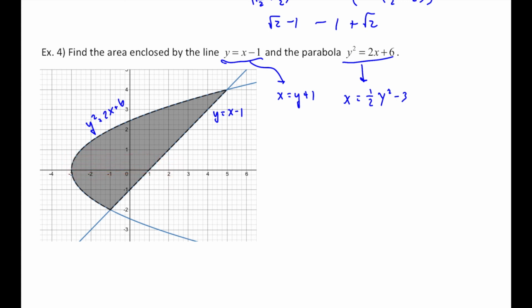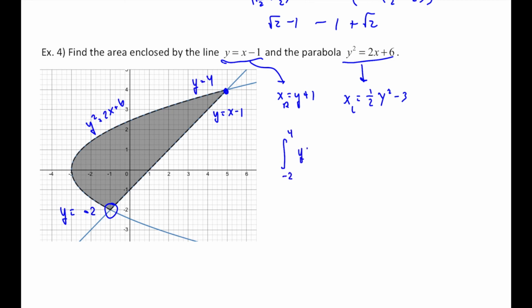The height in this case of our rectangle is going to be delta y, some thickness of y. So it's going to be now the integral of x on the right subtract x on the left, dy. And we're going to use bounds in terms of y. So we've got x on the right, we've got x on the left. We can see by looking at the graph, but also by setting the two equations equal to each other, our lower y value is -2. Our upper y value is y equals 4. So we're going to integrate from -2 to 4.